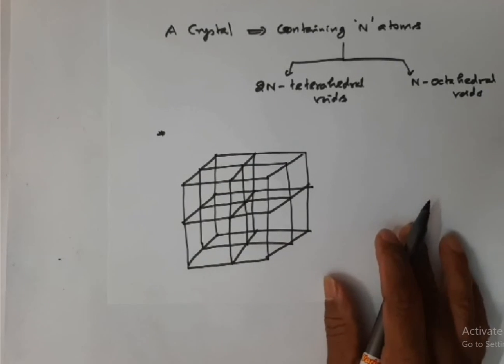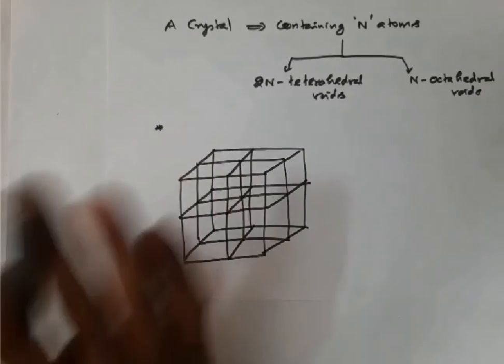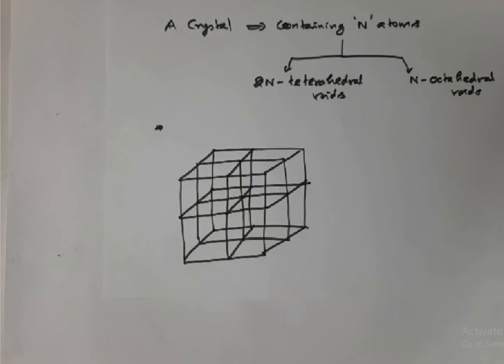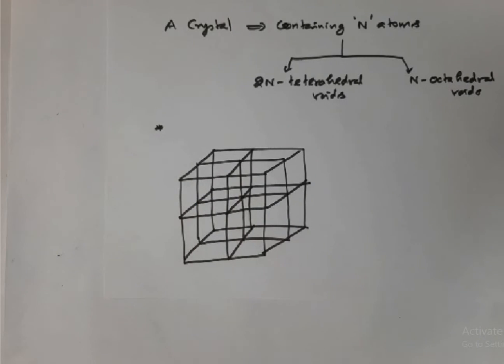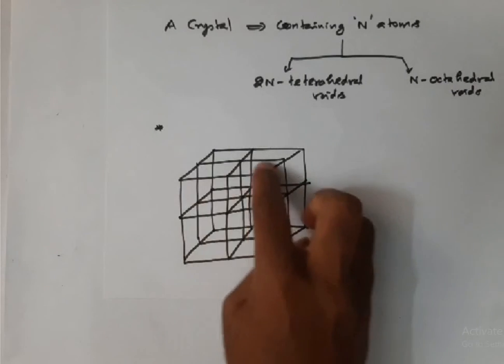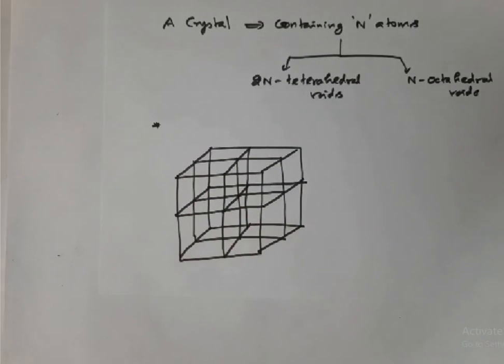Students, see, this is actually one cubic unit cell. I have divided the unit cell into 8 small cubes. Above we have 4 cubes and below we have 4 cubes.